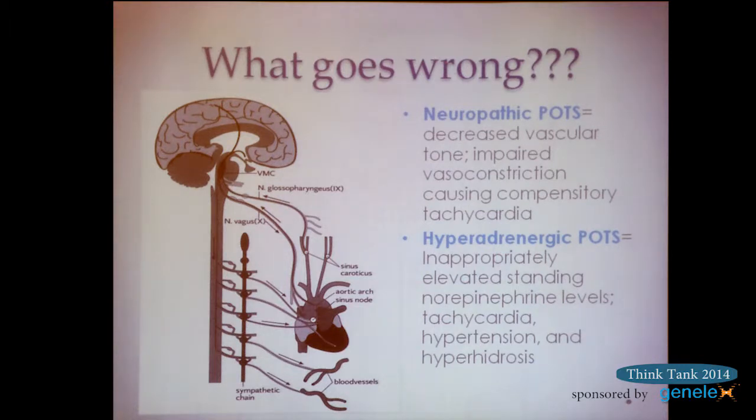So neuropathic POTS, and this again speaks to what Dr. Teasley was talking about, is a peripheral neuropathy that causes decreased vascular tone. There's impaired vasoconstriction that causes compensatory tachycardia. She also mentioned the pseudomotor axonal testing. There's abnormalities in that testing in both of these categories, and they do have particularly associated symptoms with either of them.